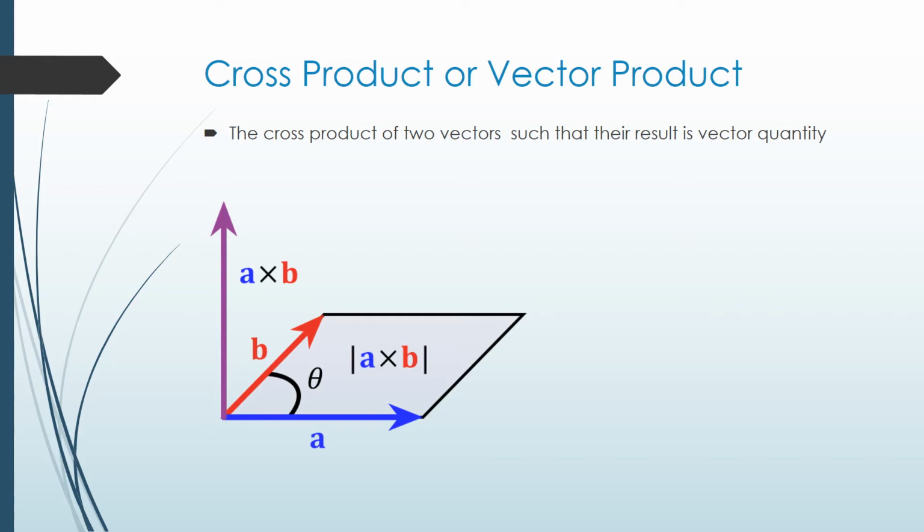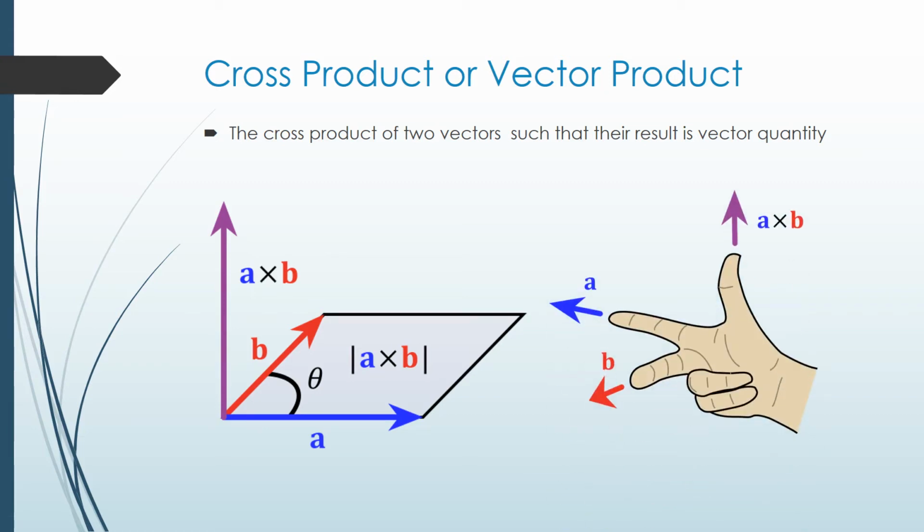Now, how to find out the direction of the resultant vector, or the resultant of the multiplication of two vectors, is by the right hand rule. As you can see in this, if you place your index finger in the direction of one vector and your middle finger in the direction of the second vector, such that the angle between them is 90 or less than 90, the final product will always be perpendicular, and the direction of that resultant vector will be shown by the thumb of your right hand.